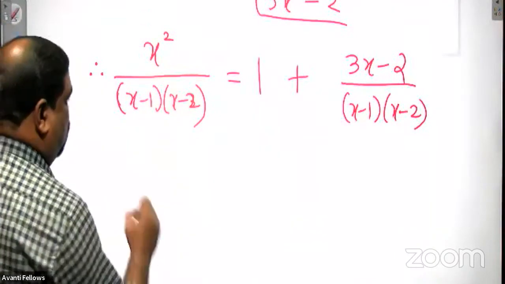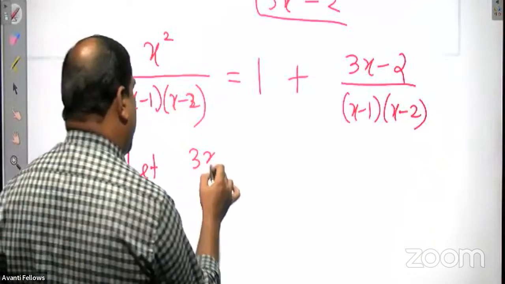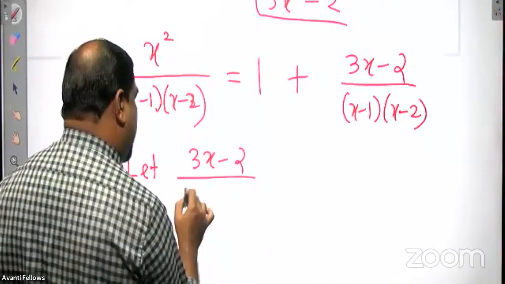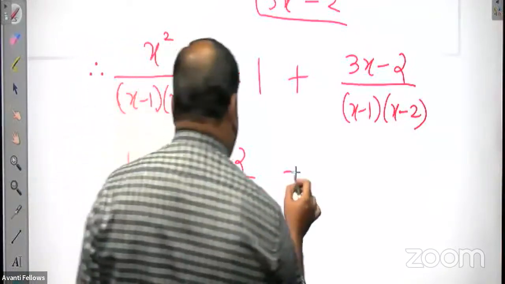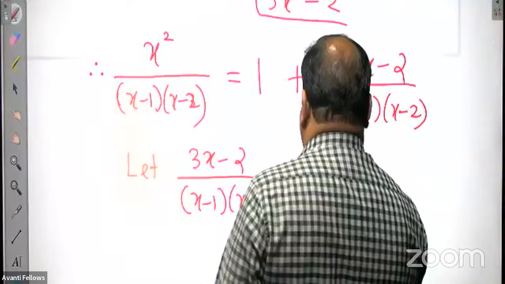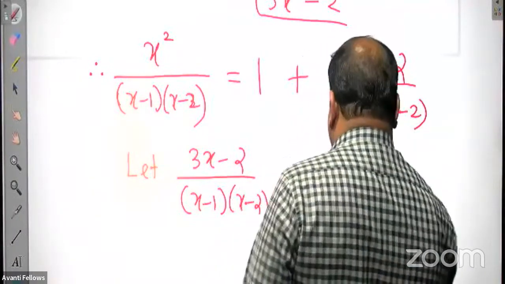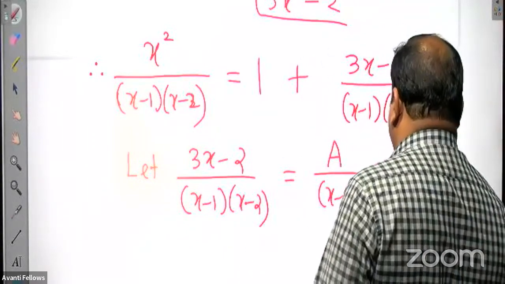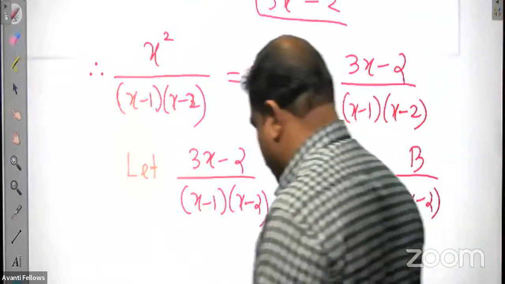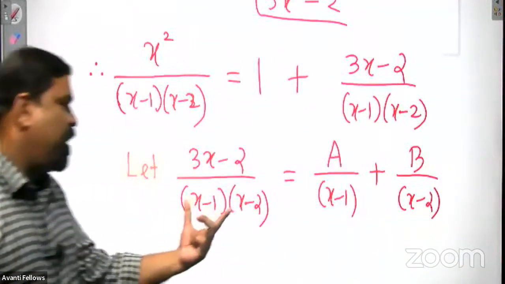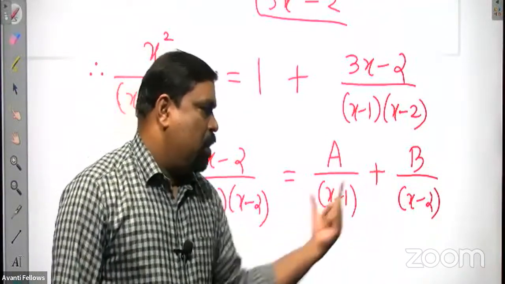So let only that proper fraction part be converted: (3x - 2) divided by (x - 1)(x - 2). What is the partial fraction corresponding to this? The first term must be A by (x - 1) plus the second term B by (x - 2). The denominator contains two linear factors, so correspondingly we have linear terms here also.